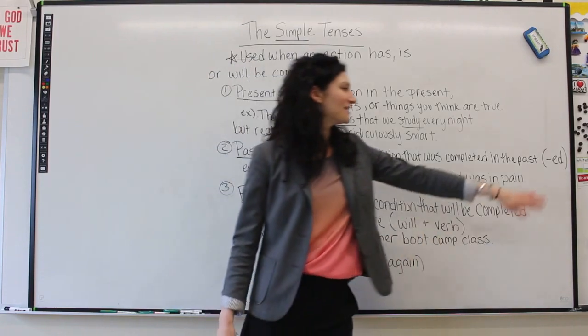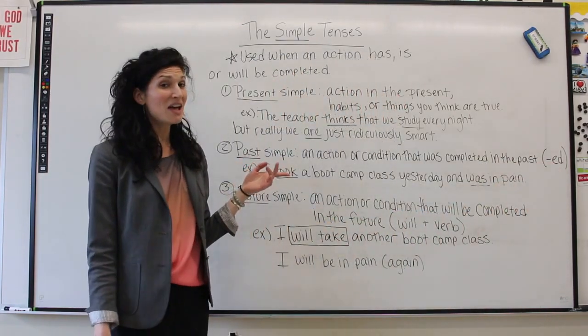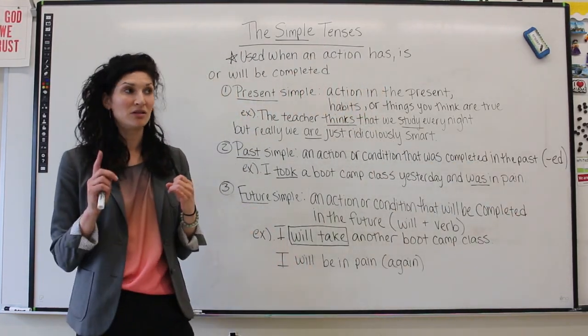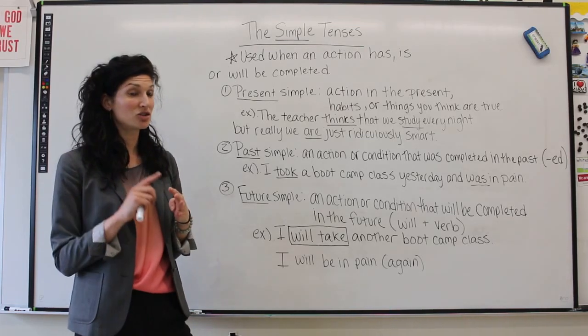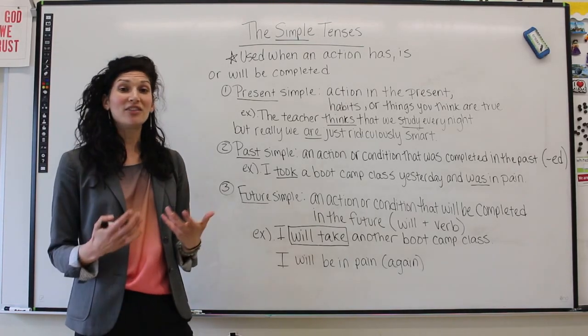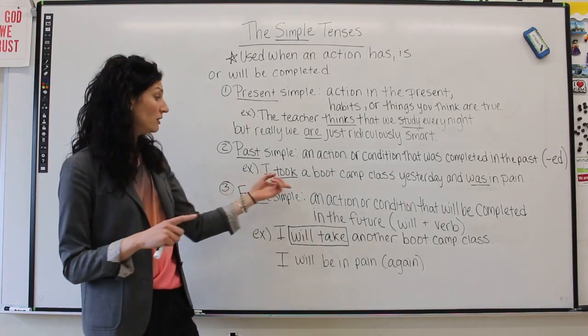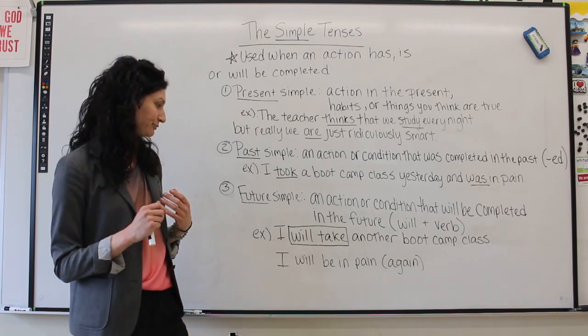Oftentimes, you'll see past simple verbs with the ed ending. Like, for example, stopped, jumped, laughed, cried. But there are many irregular past tense verbs. For example, fell, or took, or ate, or ran.